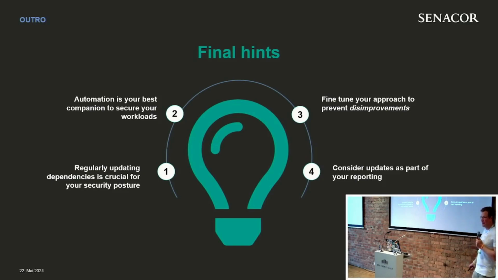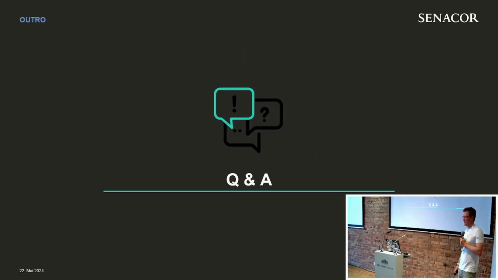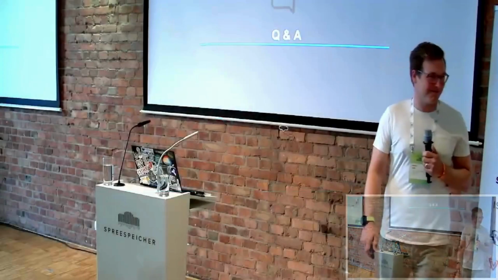Fine-tune your stuff to not create more churn for your developers, but actually reduce that, and somehow integrate the merging of the PRs into your regular reporting to actually let your engineers really look at the dependencies and merge those PRs. Thank you very much, Max and Bastian.